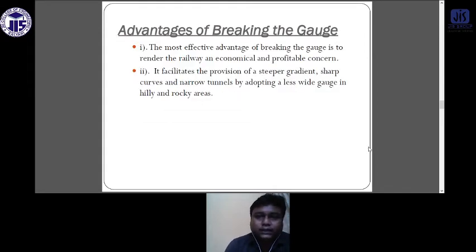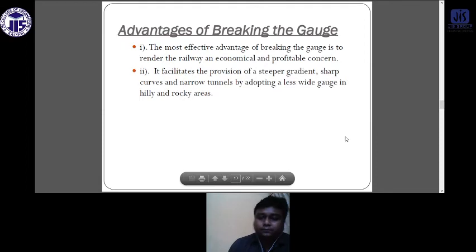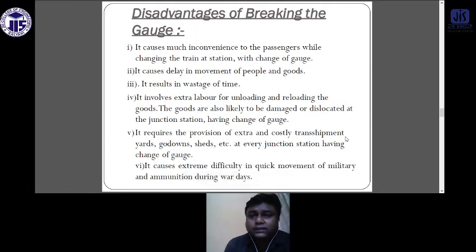So what are the advantages of breaking the gauges? The most effective advantage of breaking the gauges is to render the railway an economical and profitable concern. It facilitates the provision of steeper gradients, sharp curves, and narrow tunnels by adopting a less wide gauge in hilly and rocky areas. What are the disadvantages?